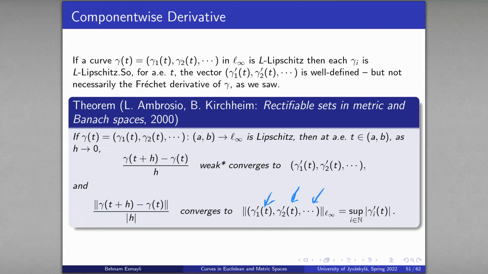So if you know your curve into L infinity, and you know its components, then simply take componentwise derivatives, and then take the L infinity norm of that infinite vector. And that is your metric derivative almost everywhere.